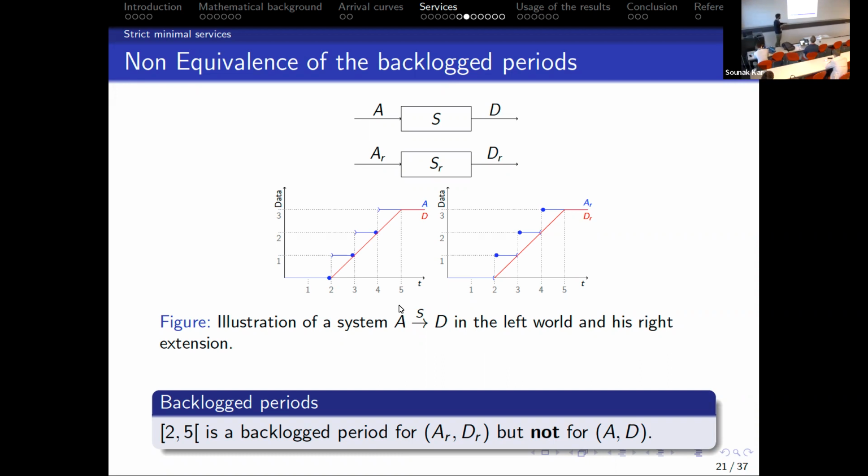We can see that, for instance, the segment [2, 2.5) is a backlog period for the right cumulative curves and not for the left one. So we have non-preservation of the backlog period passing from the right world to the left one, for instance, here. But we can note that all the small segments 2-3, 3-4, 4-5 are backlog periods for the two worlds. So the non-equivalence of the backlog period seems to be due to the discontinuity of the cumulative curves.